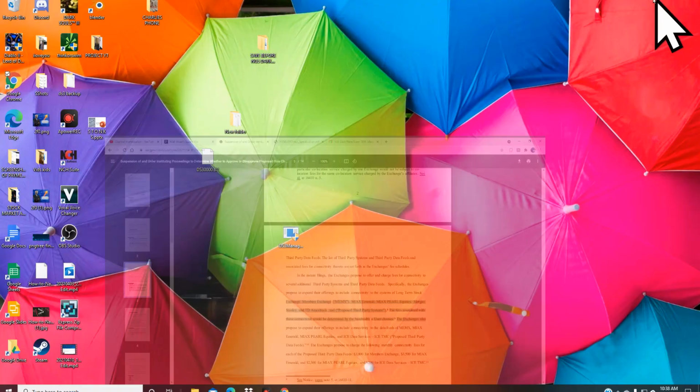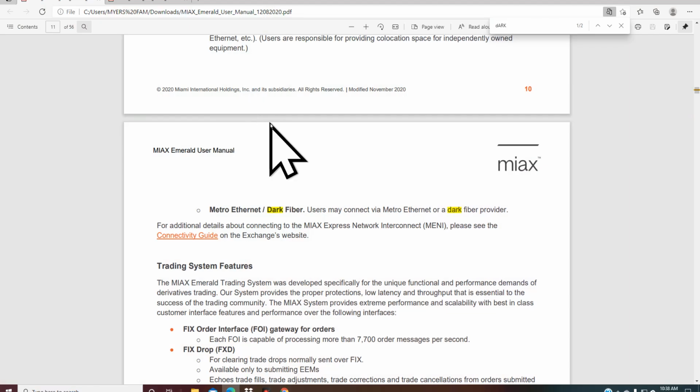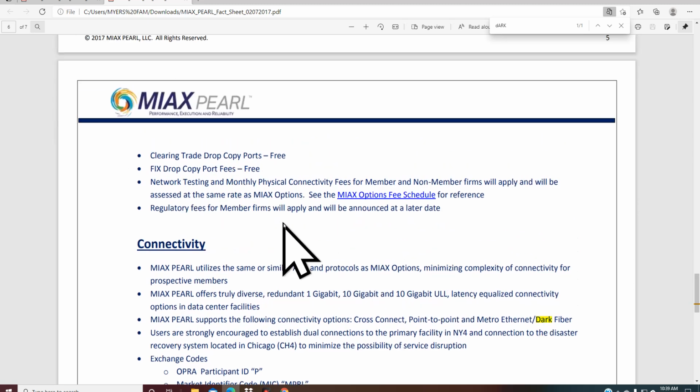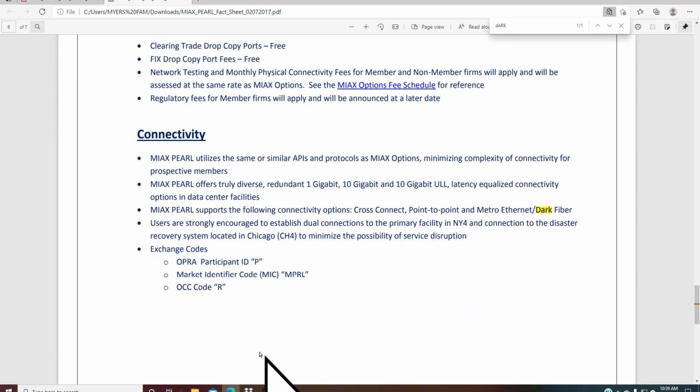Because if you look at MIAX Pearl and MIAX Emerald, in their own user manual, dark fiber is a connectivity option. Same thing for Pearl. Dark fiber connectivity option. So if you're telling me that all of this doesn't even need to be looked into, then there's something wrong. I think that there's something more here. And if anyone else knows what's going on here, please let me know. And until this is proven wrong, I'm not going to consider this misinformation. I'm going to consider it an open discussion that we can all try and figure out if this is possibly connected in any way to dark pools and manipulation.